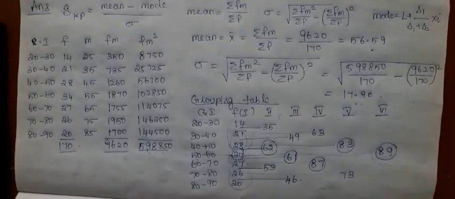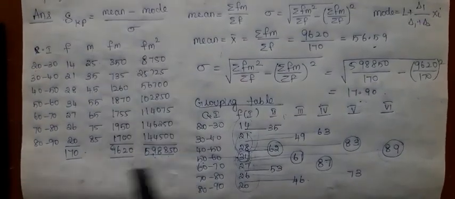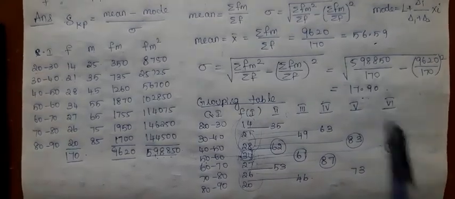So this is how you compute the Karl Pearson's coefficient of skewness for a continuous series. First, mean and standard deviation should be computed. Then you identify the modal value.